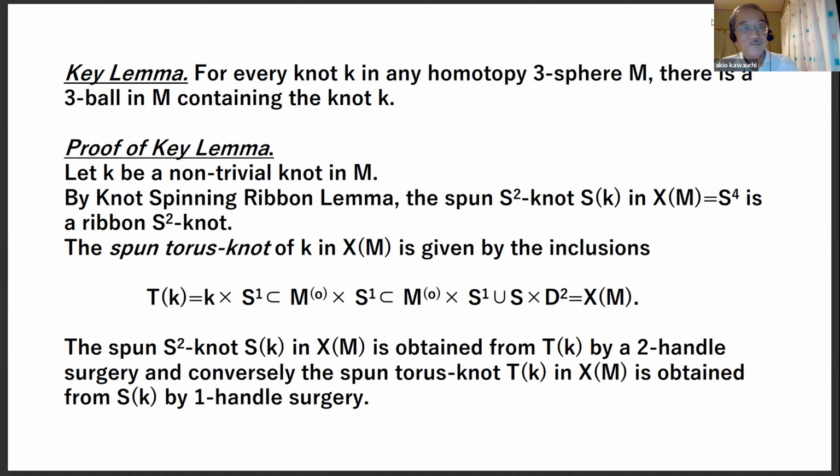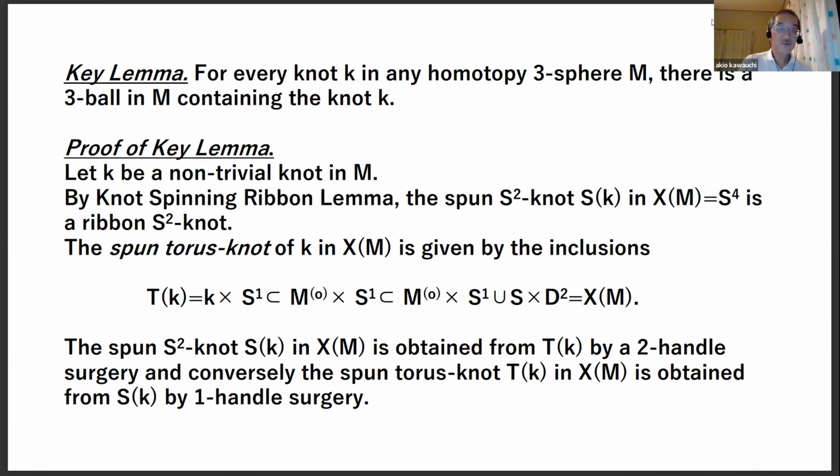So the key lemma, let me recall it. For every knot in any homotopy 3-sphere M, there is a 3-ball in M containing the knot K. So let K be a non-trivial knot in M. The trivial knot case is trivial. So by the spinning ribbon lemma, the spun S2 knot SK in XM is a ribbon S2 knot.